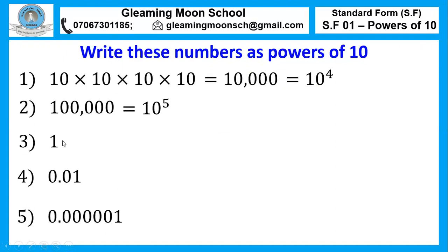Now, in the third one, how many zeros are here? No zero. So because there is no zero and we are writing in the power of 10, it's going to be 10 raised to the power of 0, because there is no 10 that you're multiplying by. That gives you 10 to the power of 0.